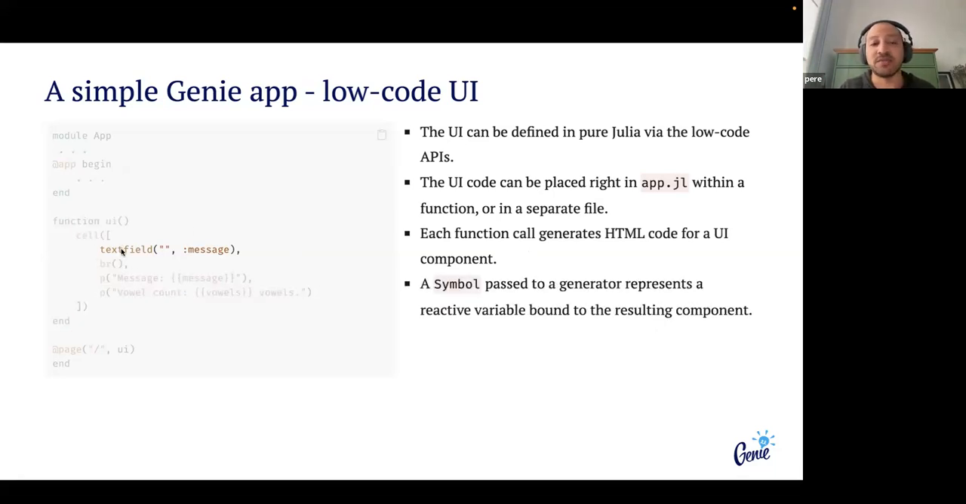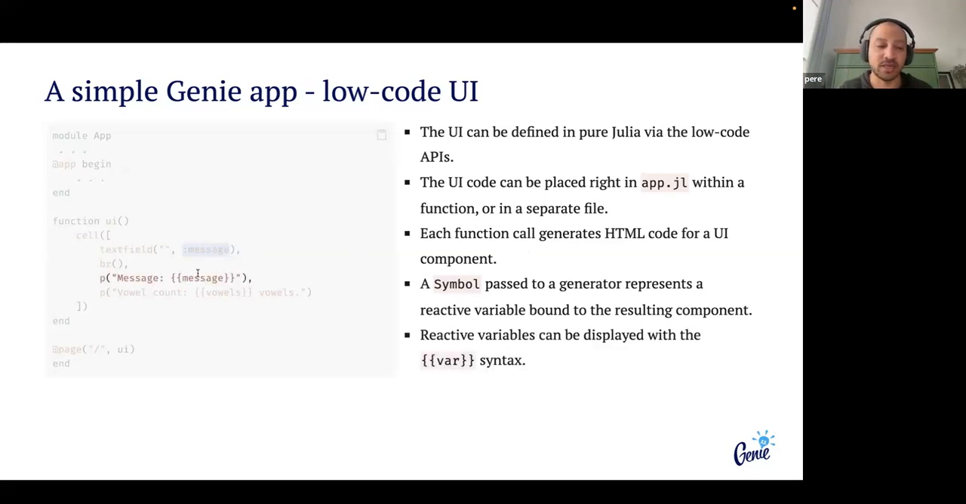When it comes to interactive components, such as the text field, we just need to pass to it the reactive variable we want to bind it to as a symbol. In this case, we pass it the message symbol, and it will be automatically bound to the message variable in the Julia code.